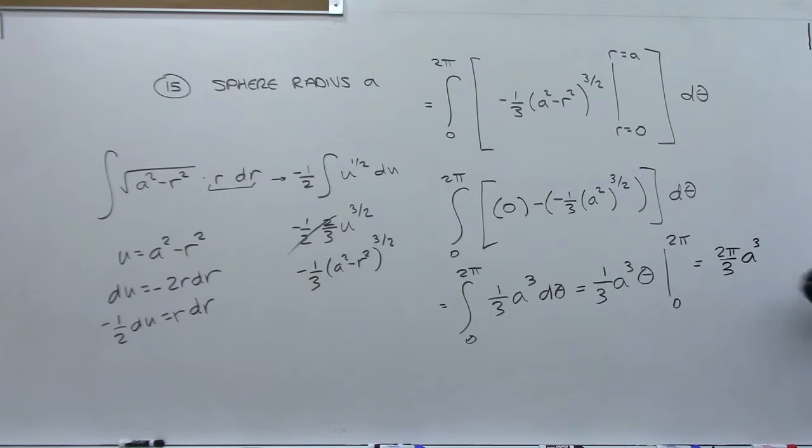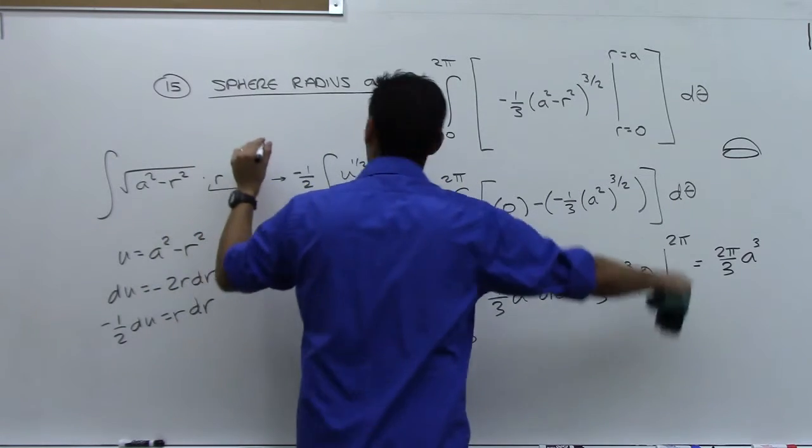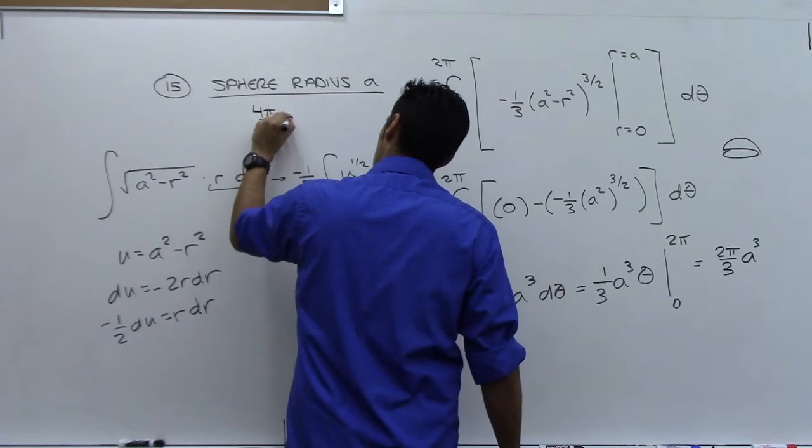And that's it. That's the volume of the upper hemisphere, just the top half. So if I double this answer, I get the volume of the sphere. So to answer this question, I take that, multiply by 2, and I get 4 pi over 3 times a cubed.